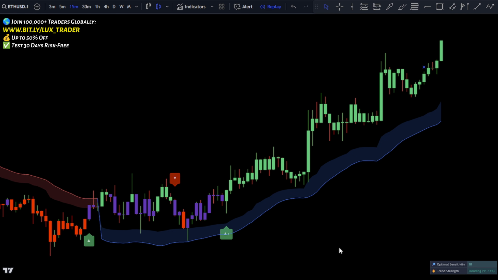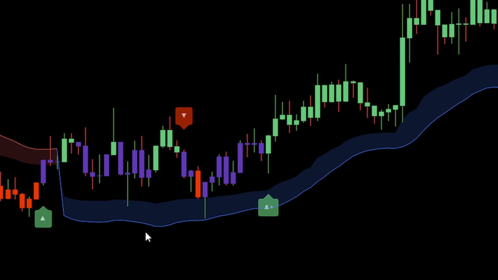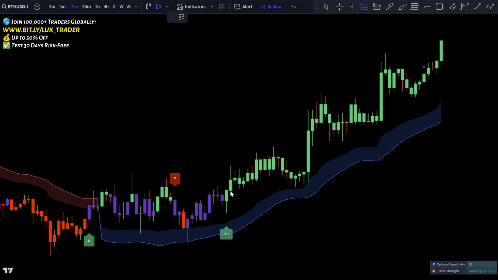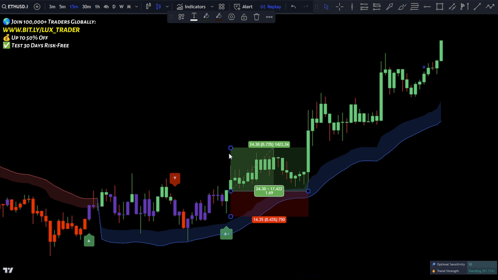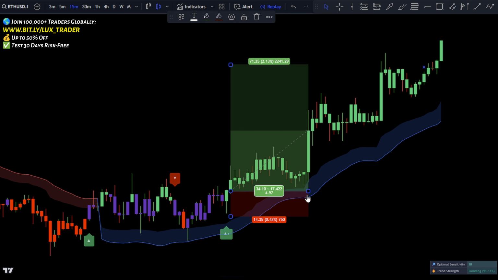Here's another example of a valid buy trade. The smart trail is blue, the price pulls back into it, and we receive a buy signal. We enter the trade, place the stop loss below the most recent low, and wait for the exit signal to close the trade.